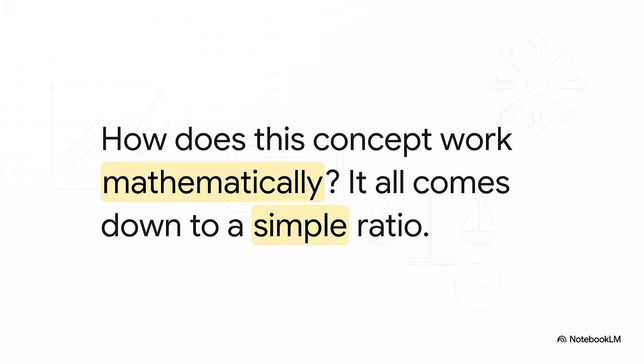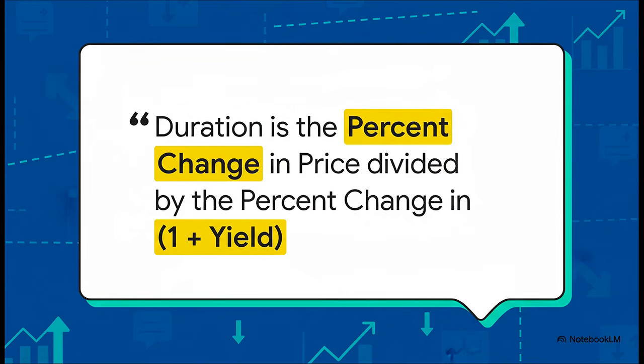Okay, so that explains what it is. But what about the how, right? How does this idea of sensitivity actually turn into a number we can use in a calculation? Well, it all comes down to a really simple ratio. So here's the official textbook relationship. Duration is the percent change in the bond's price divided by the percent change in 1 plus its yield. Now, don't let the formula scare you. With just a tiny bit of algebra, we can flip this around to solve for the one piece of information we actually care about, the percent change in price.